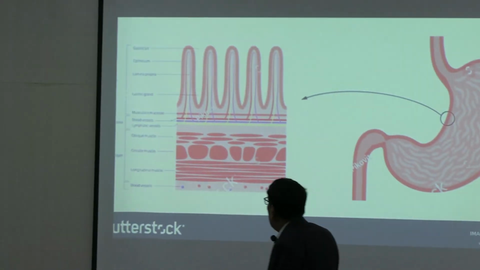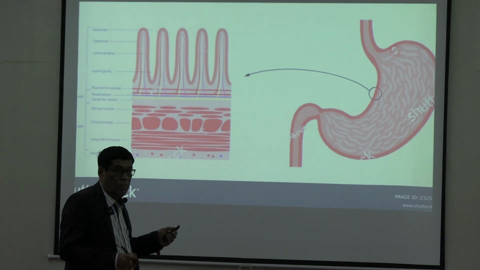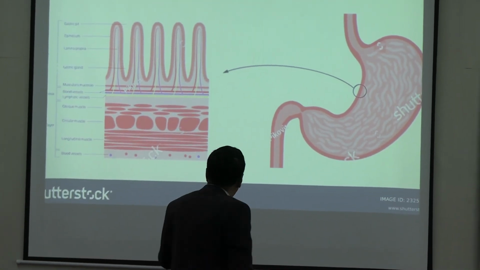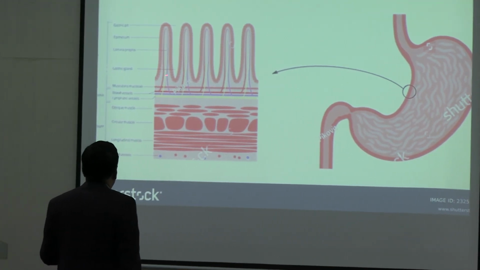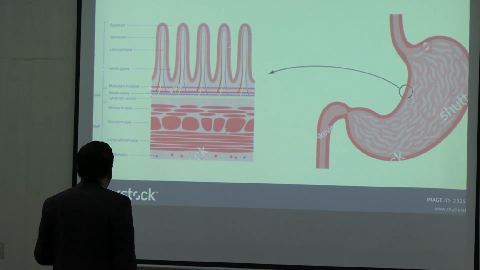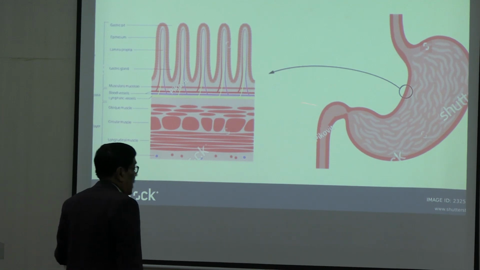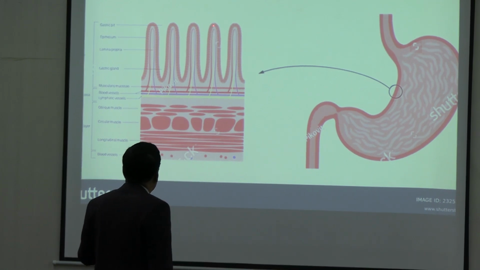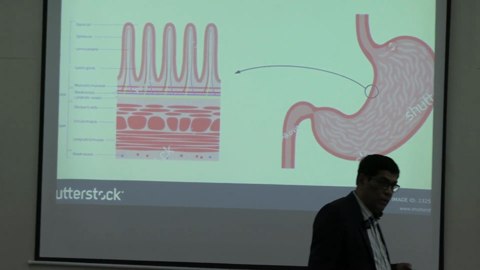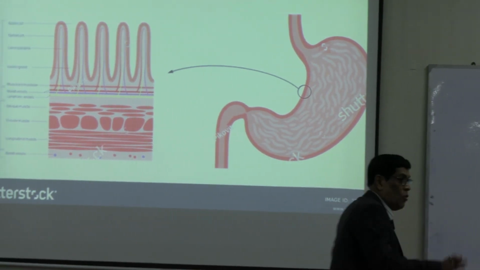So, is it clear, the diagram? Can you see? This is your epithelial cells of the stomach. This is lamina propria, this is the mucous glands, and this is your muscularis mucosa. That means an ulcer here should go up to the muscularis mucosa. Alright? And erosion will not go.